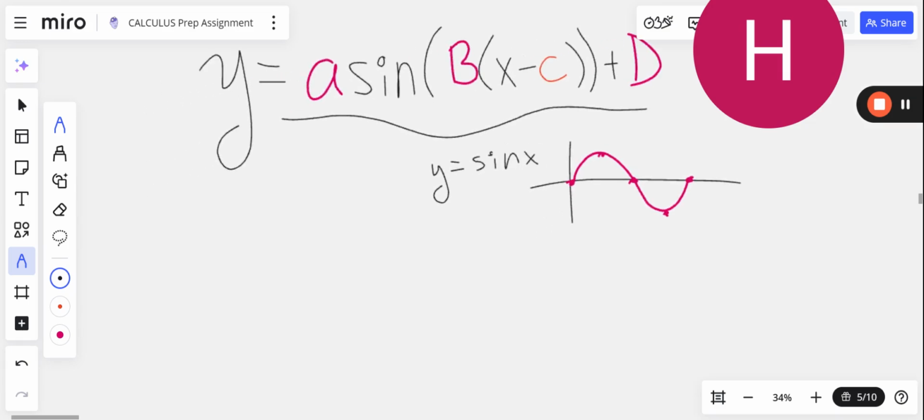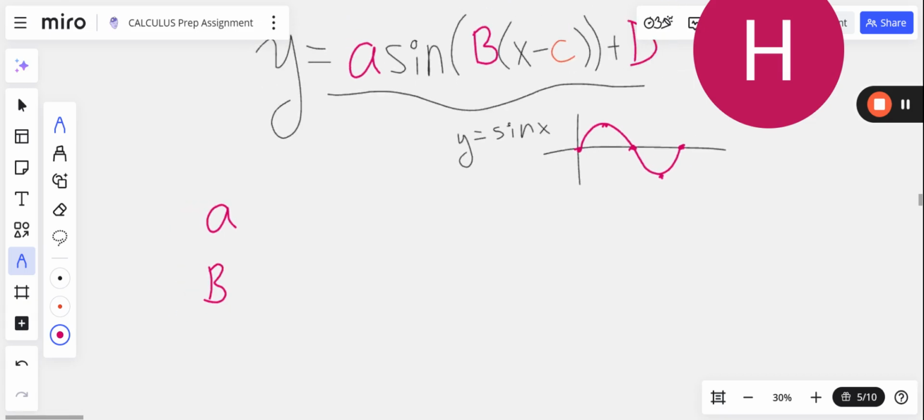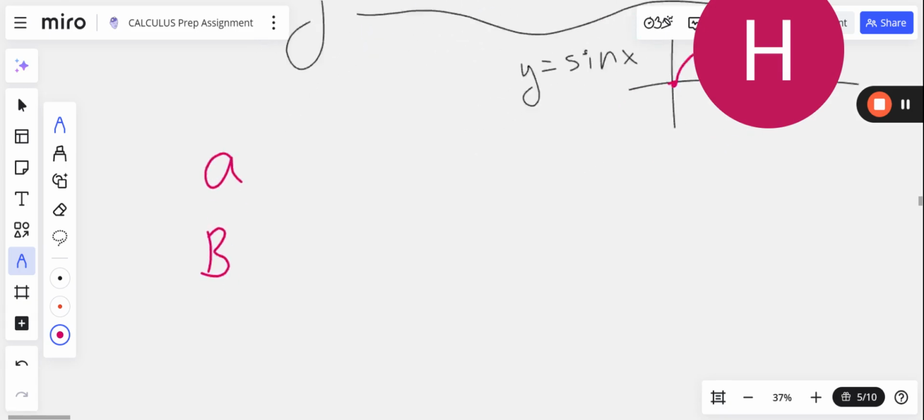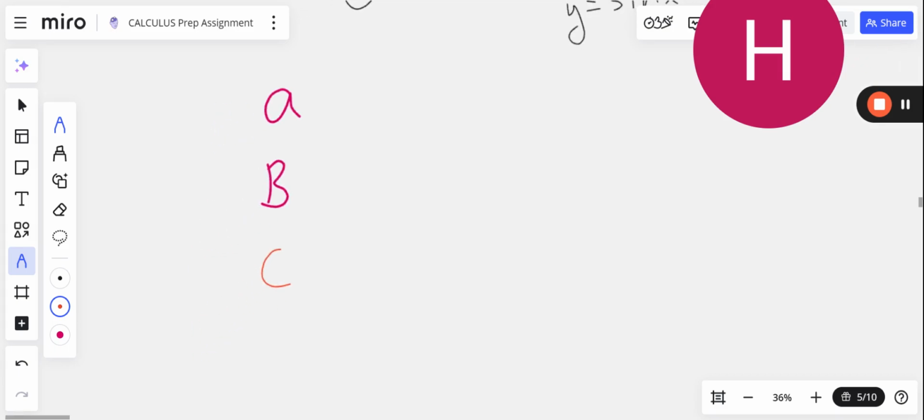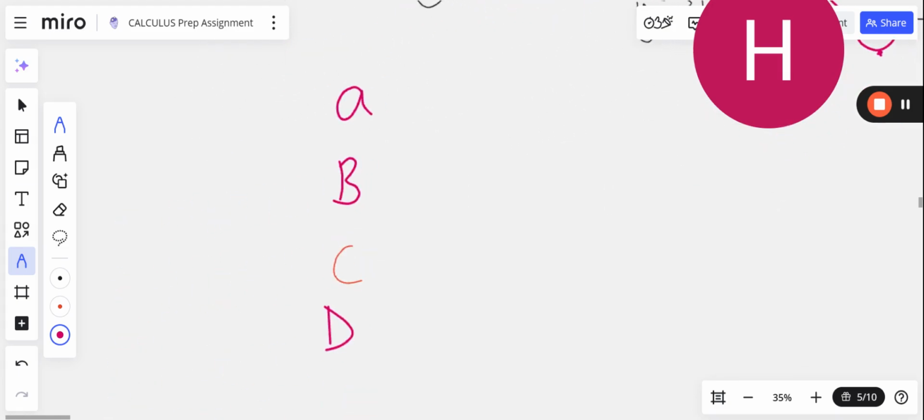But let's just revisit what some of these terms stand for. So the a value. We have the b value. The b value is not a specific feature that we think of on the graph. It sort of is the frequency, but we'll use that b value in a slightly different way than you might think. The c value, as we mentioned, is going to affect the horizontal placement, and this d value is going to be a vertical shift.